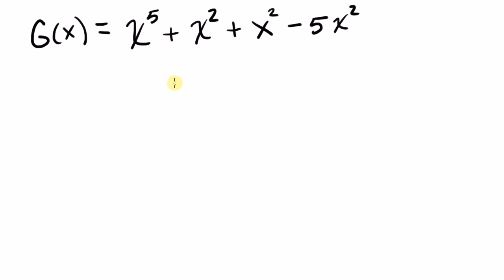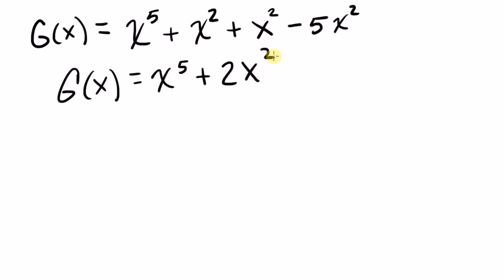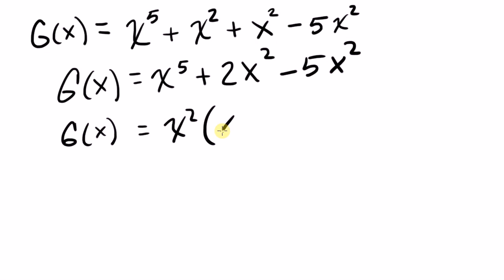Alright, so you should have simplified this thing as g of x equals x to the 5th plus, these are the same, so this would be 2x squared minus 5x squared. And then when you simplify that a little more, you get g of x is equal to, notice that there's an x squared common to everything, so I'm going to pull out an x squared. So I get x to the 5th plus 2 minus 5. I'm sorry, this is an x to the 5th.